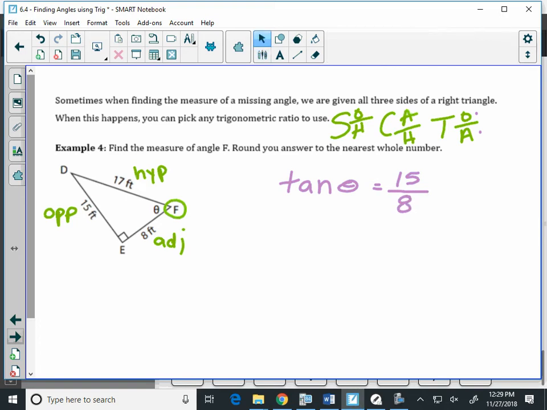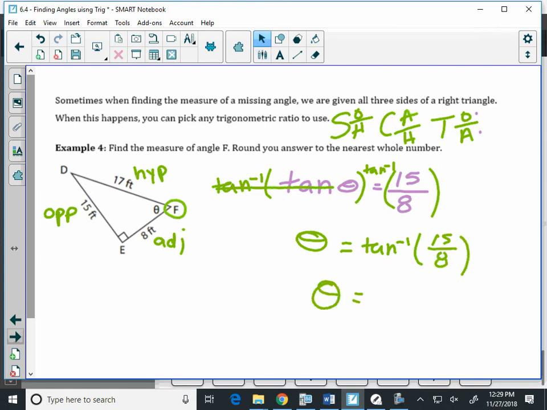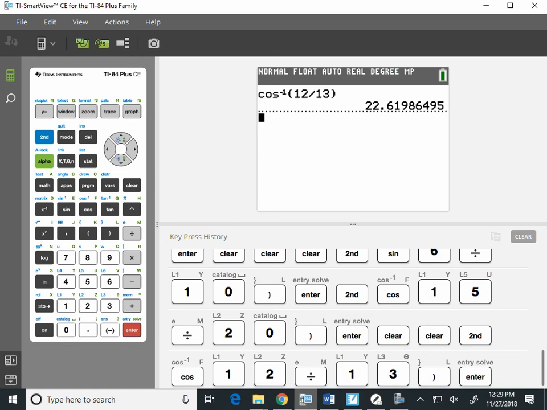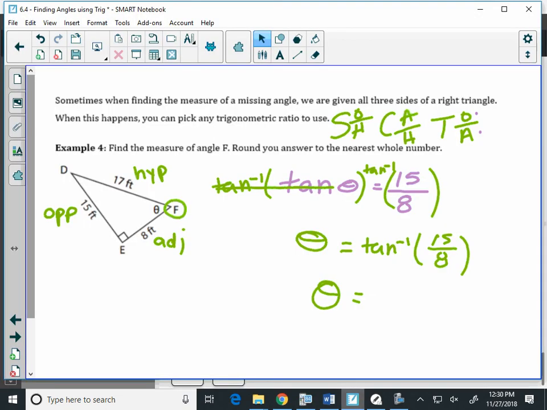And again, the angle's missing. It is not a curse. What do we use? Inverse. So we take the inverse of tangent on both sides. It cancels. We're left with theta is equal to, this is what we're typing in our calculator. So we type that in. Second tangent, forget the ratio, 15 over 8.